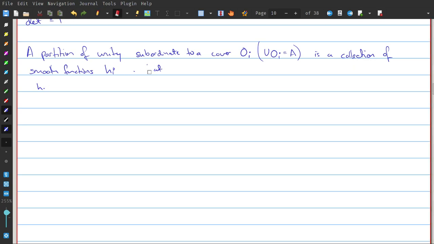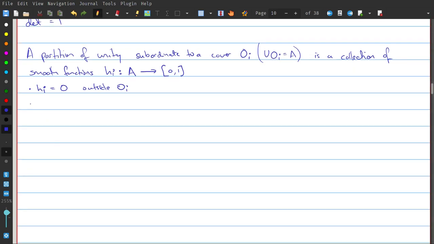And the h_i, I should say, are functions from the whole space A to [0, 1]. So they're all between 0 and 1. And they have these properties. h_i is equal to 0 outside O_i. So the idea of h_i is it's only nonzero inside of its corresponding O_i.